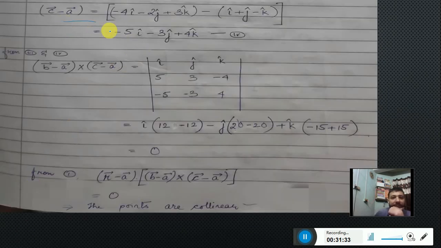Now see, I got something like this. It's from the previous one. So from 3 and 4.